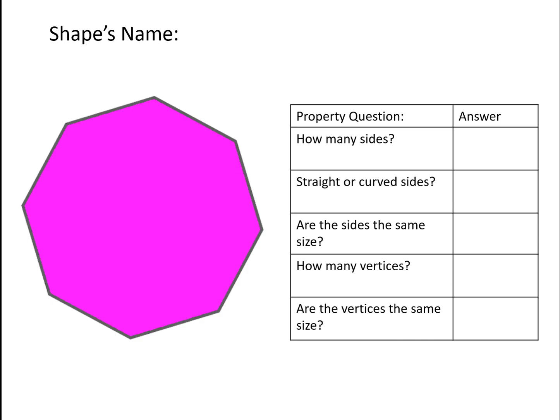And penultimate shape now. So count the sides. So this time there are 1, 2, 3, 4, 5, 6, 7, 8 sides. Are they straight or curved? They're all straight. Are they the same size? They look like they are, and they probably are meant to be. Yes. How many vertices? Same as the number of sides. 8. And are all these vertices the same size? They are. And this is called an octagon. It's actually a regular octagon because all its sides and all its angles are the same.